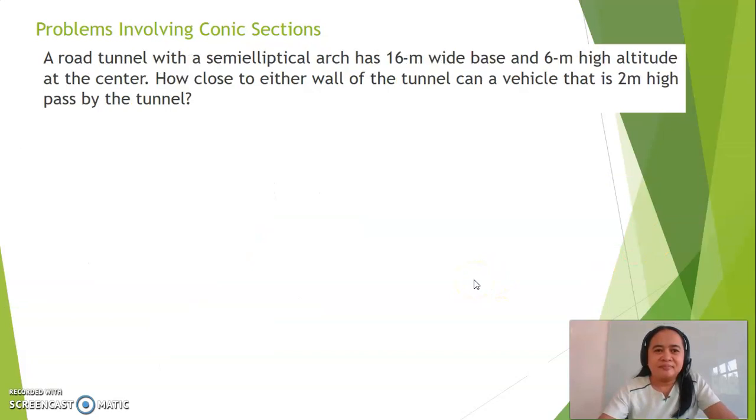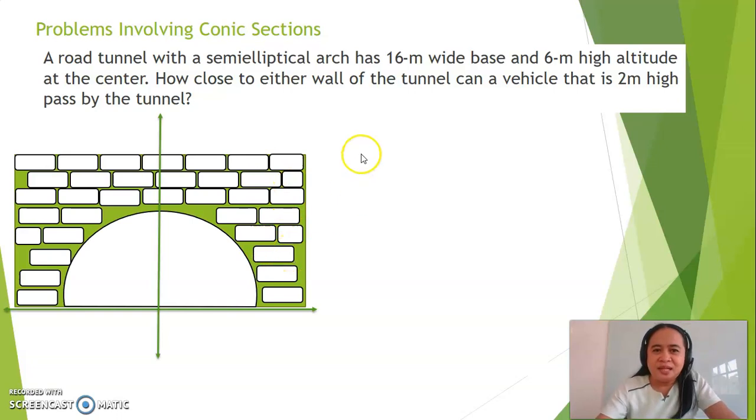Another. A road tunnel with a semi-elliptical arc has a 16 meters wide base and 6 meters high altitude at the center. How close to either wall of the tunnel can a vehicle that is 2 meters high pass by the tunnel? So let's illustrate that one. Take note, the given, it's 16 meters wide base. So half of it would be 8 meters. So the coordinate at the end of the tunnel here would be 8 and 0.